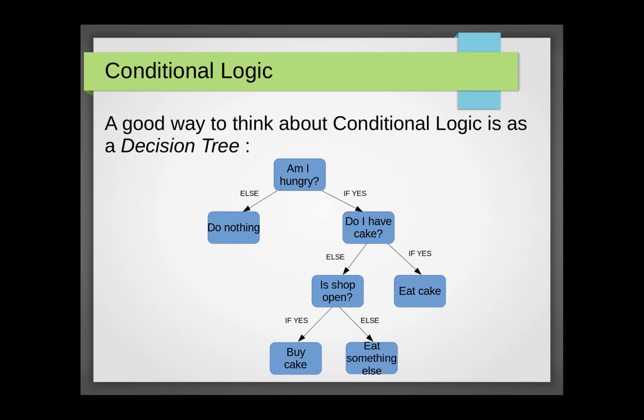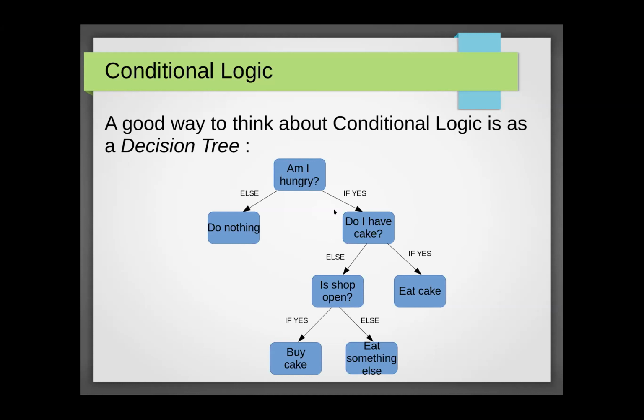So let's think about conditional logic. And a good way to think about it is to visualize it in terms of a decision tree. It's a really nice way to get your head around how conditional logic works. So I might have some conditional logic here that says, am I hungry? That will create a Boolean value, either true, I am hungry, or false, I am not hungry.